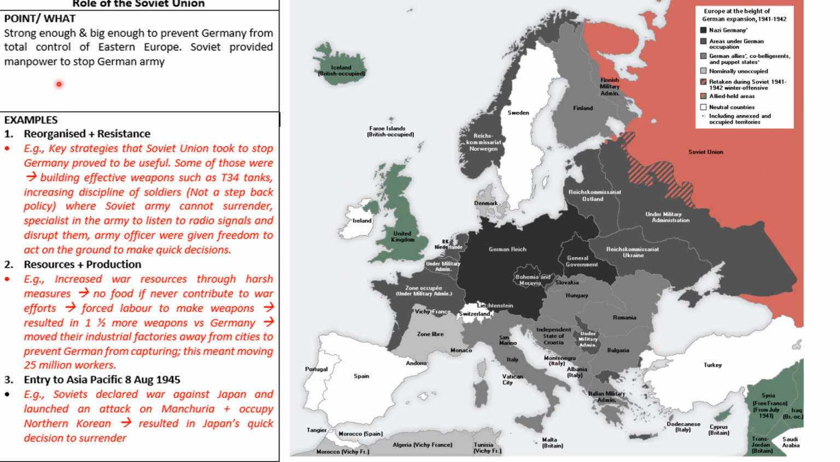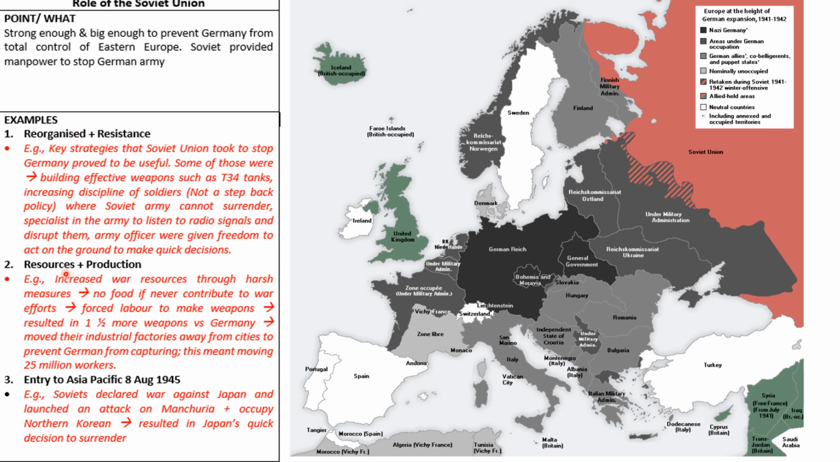Now, the role of the Soviet Union. Why is it that when the Soviet Union entered or changed sides, it led to the defeat of Germany and even Japan? First things first, they were strong enough, big enough, and able to prevent Germany from complete control of Eastern Europe. When I say Eastern Europe, I'm talking about this area here. The Soviet Union did a few things: they reorganized and they resisted.